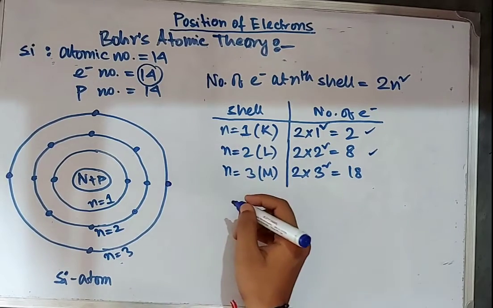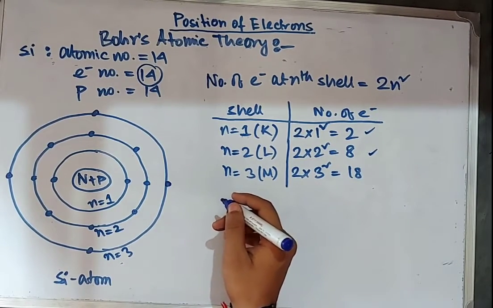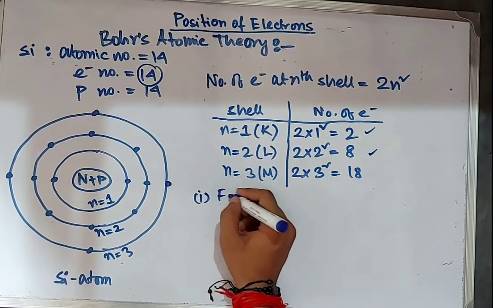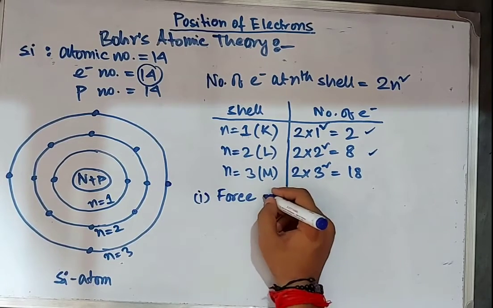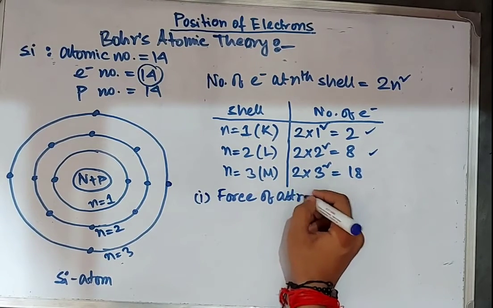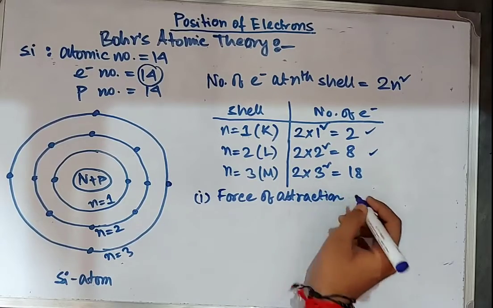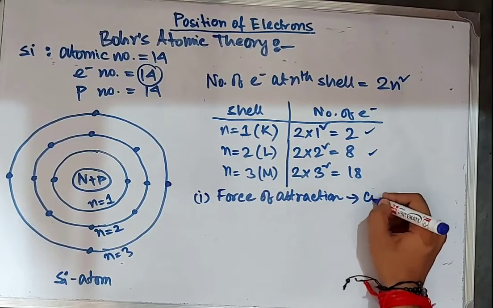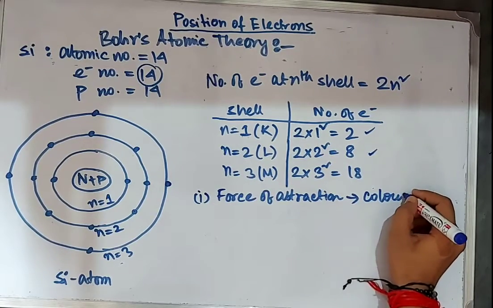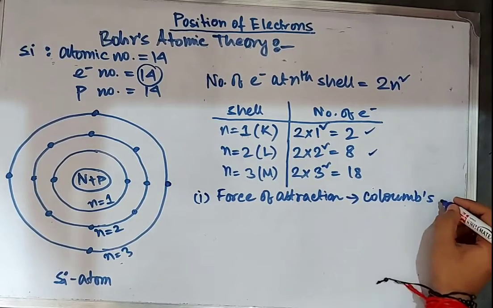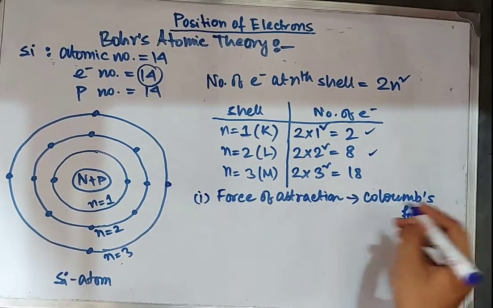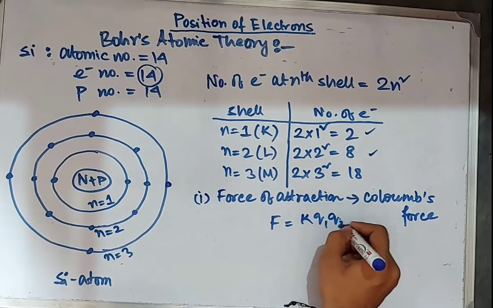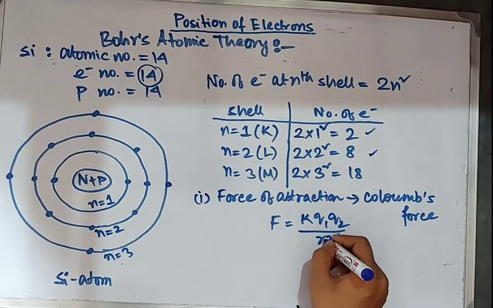I need to mention two important things about this picture. One is the force of attraction by which this model is getting stabilized. That is Coulomb's force of electrostatics, that is F equal to K into Q1 Q2 divided by R square.